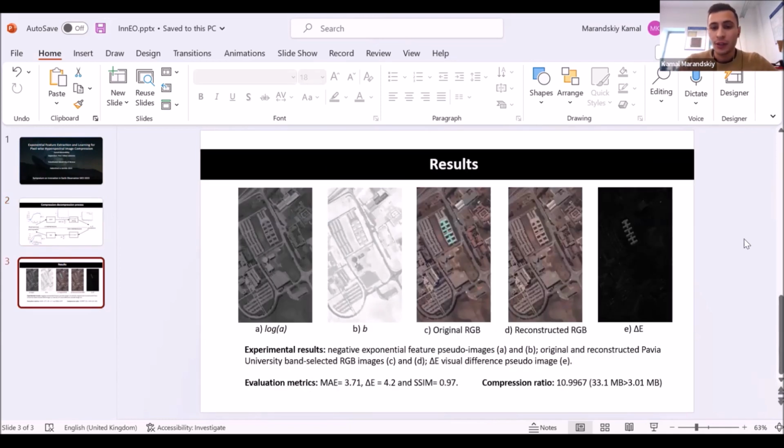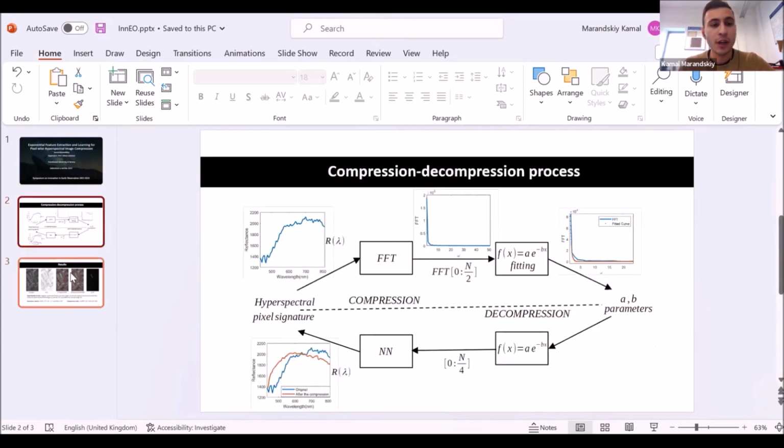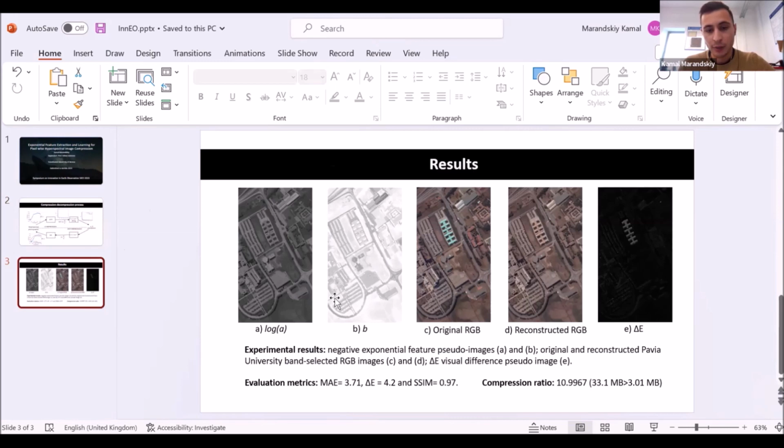Here are some results that we obtained. Pictures C and D are an RGB version of the hyperspectral image. As we see, this is a lossy compression. We lost some information, especially visible in the colors of the roofs. Pictures A and B are 2D matrices composed of the parameters A and B that I described before. With these A and B pictures, we would like to show that there is a strong correlation between these parameters and the original picture itself.